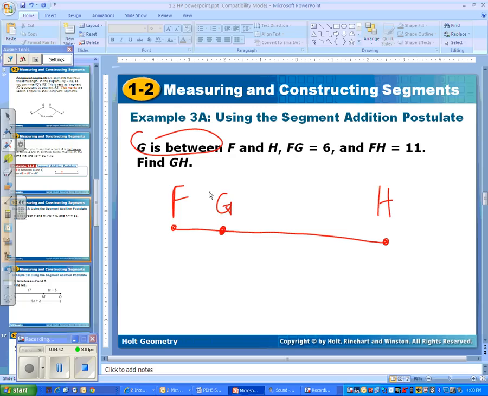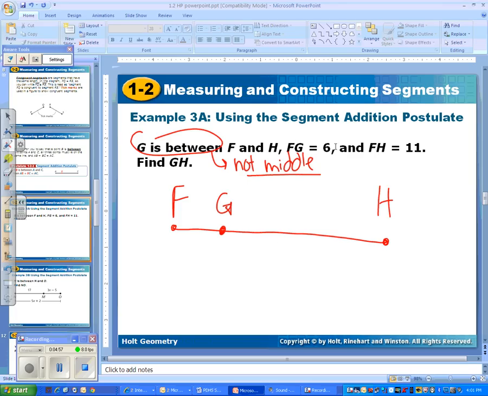And some of you guys are going to put it right in the middle. I don't want you to put it right in the middle. Between does not mean middle. And I would definitely write that down. It is not in the middle. Once you have it here, you're going to fill in the rest of the picture.